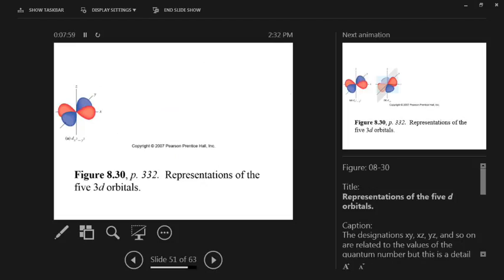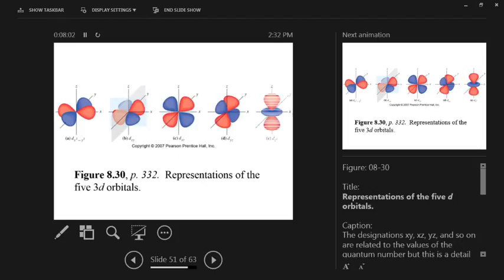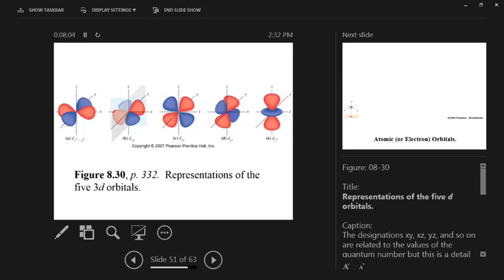This is another representation of the 5 orbitals in the d-type subshell, specifically n is equal to 3 again.